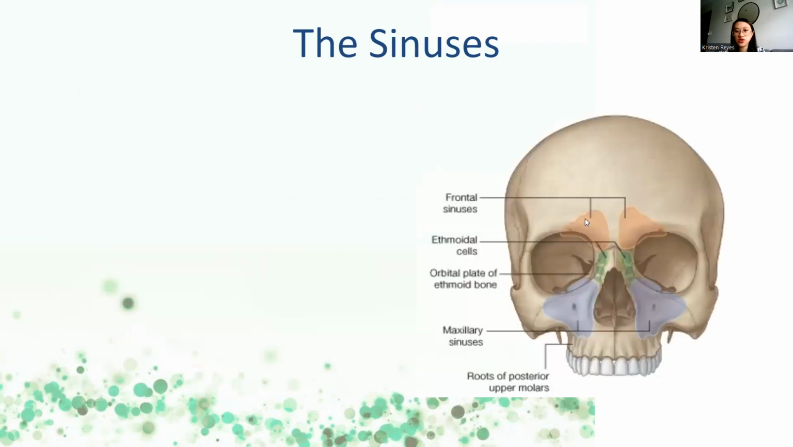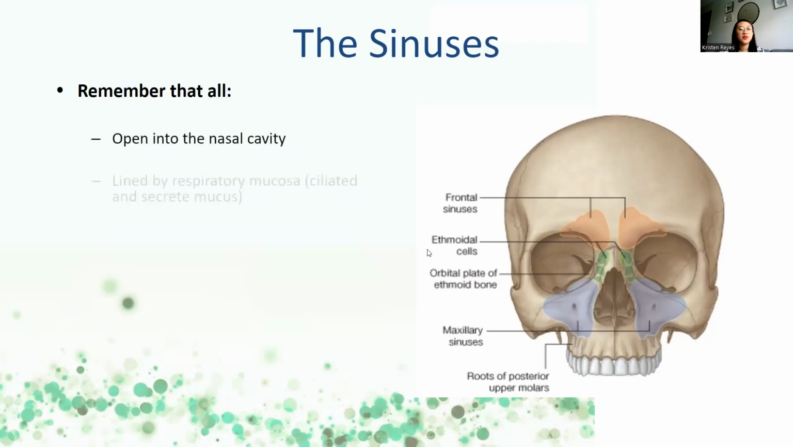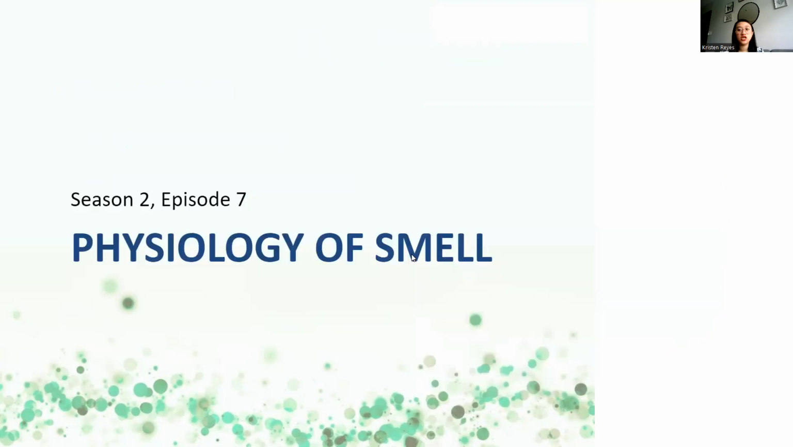Here, this is a better figure. You have the frontal sinuses here, the ethmoidal, the sphenoid behind, and the maxillary sinuses. Frontal sinus protects the brain. Ethmoidal and maxillary protect the eyes. The sphenoidal is the surgical approach to the pituitary gland. It's behind already, so the sphenoid sinus is also near the brain. Remember that all open into the nasal cavity and all sinuses are lined by respiratory mucosa, which secretes mucus. Okay? These are innervated by branches of the trigeminal nerve.